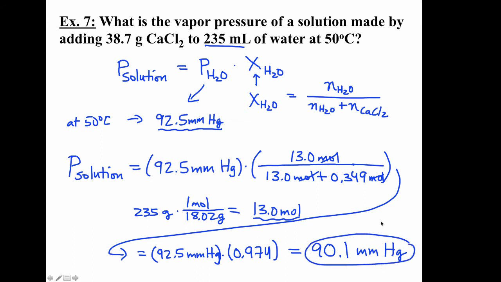And if you think about it a little bit, that seems fairly reasonable. The vapor pressure of the solution is a little lower than the vapor pressure of the pure solvent, and the solution is 97.4% on the basis of moles solvent, so the vapor pressure of the solution is 97.4% of the vapor pressure of the pure solvent, so that seems reasonable.